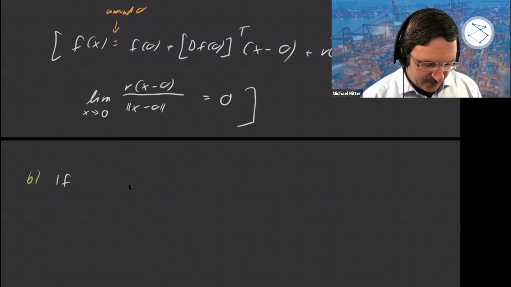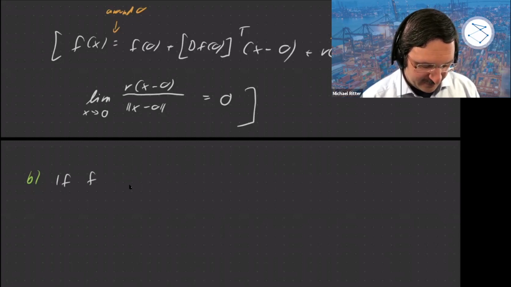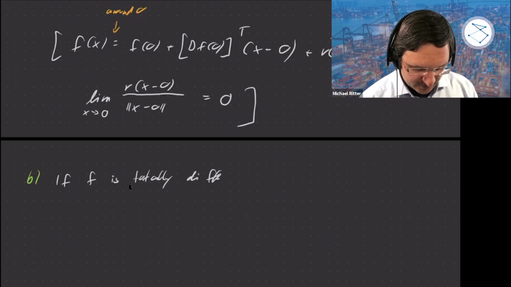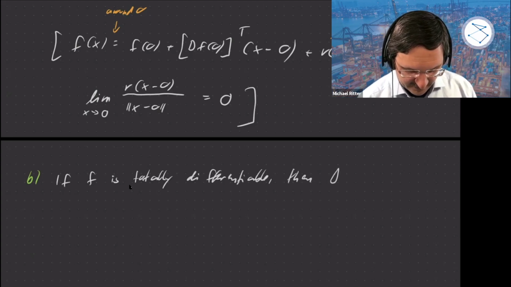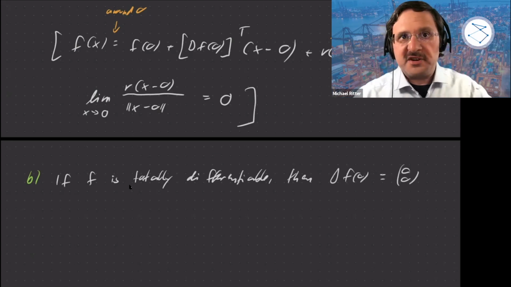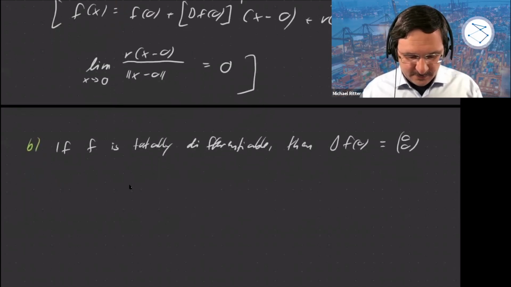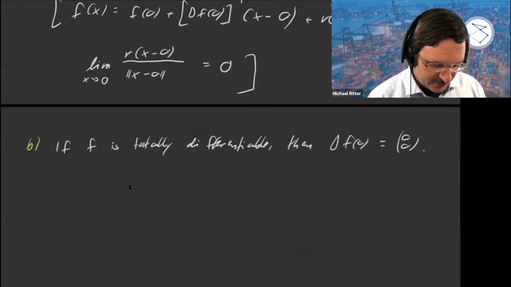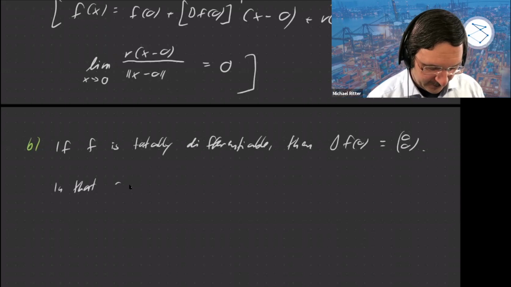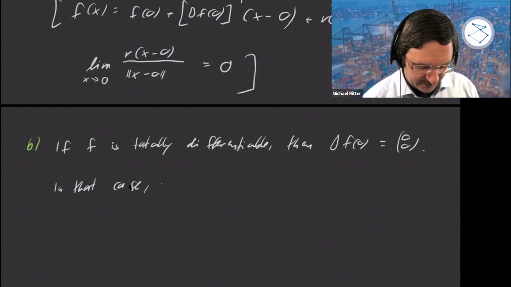Okay, so again, we already know that if f is totally differentiable, then df of 0 is the gradient at 0, and that gradient is 0, 0. We just computed that. So in that case, we can compute this remainder.